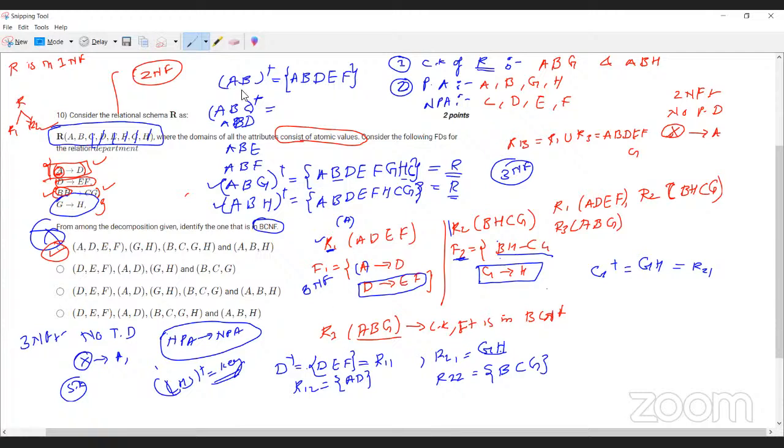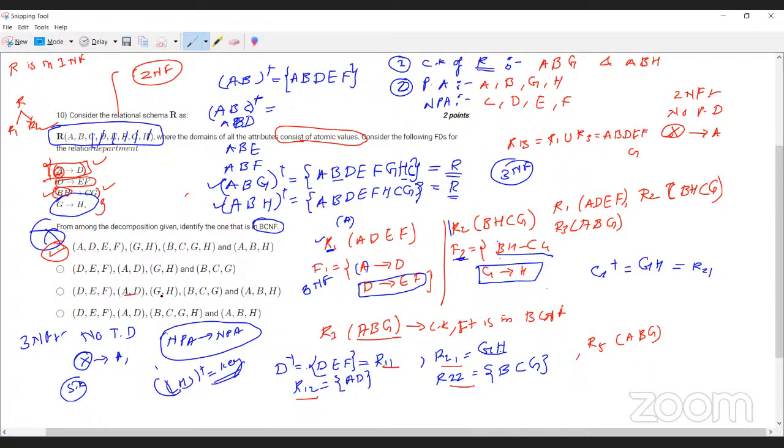So this will be my R11, this will be my R12, R21, and R22, right? And my fifth relation will be ABG. So now all five relations are in BCNF, right? So which is the correct option here?